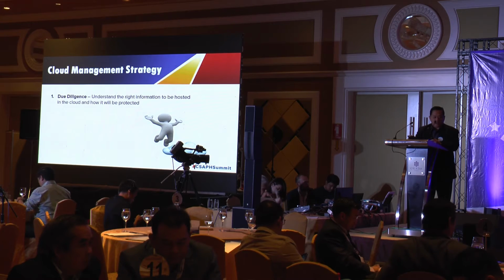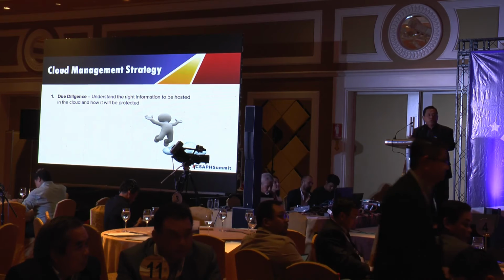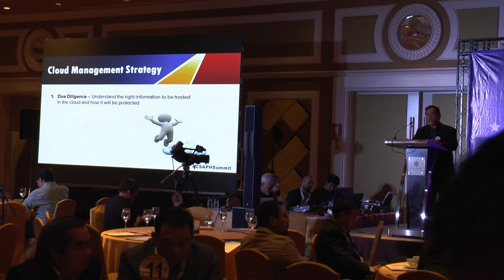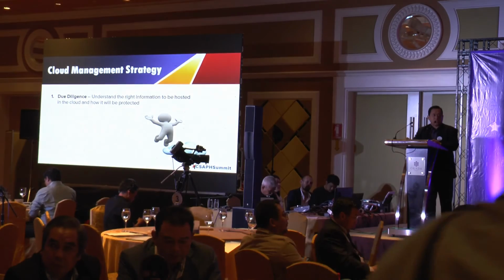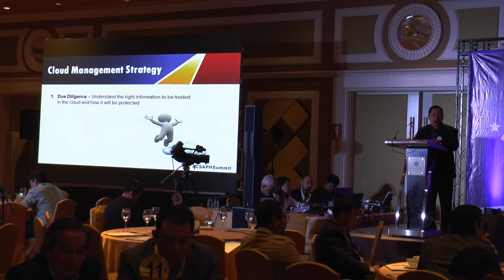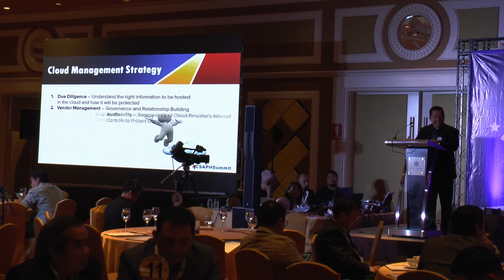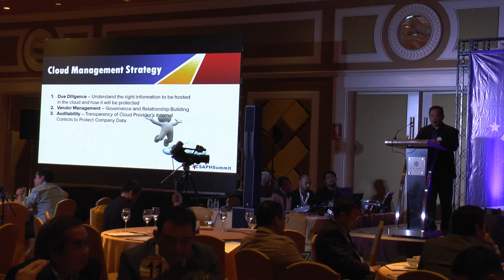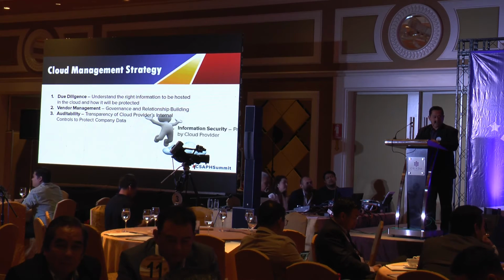Cloud management strategy, quickly, just to summarize the discussion for this afternoon. You need to do due diligence, very important. The right information, the right cloud partner. It makes sense for the organization to be able to access and have that data capability on a 24/7 basis. The next one would be vendor management. This is more of the relationship and governance building. And then again, auditability, as I mentioned a while ago, make sure that you protect your interests in terms of having your data hosted in the cloud.